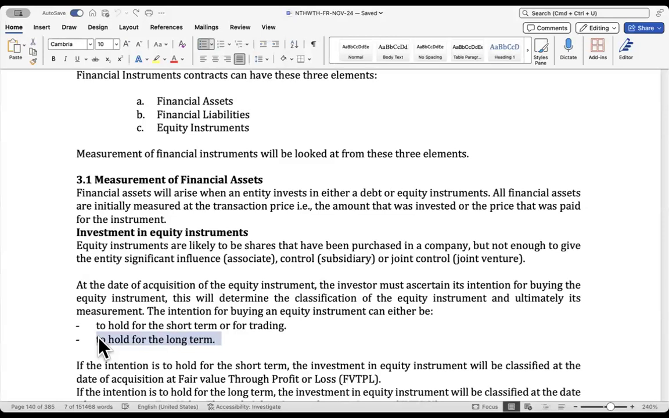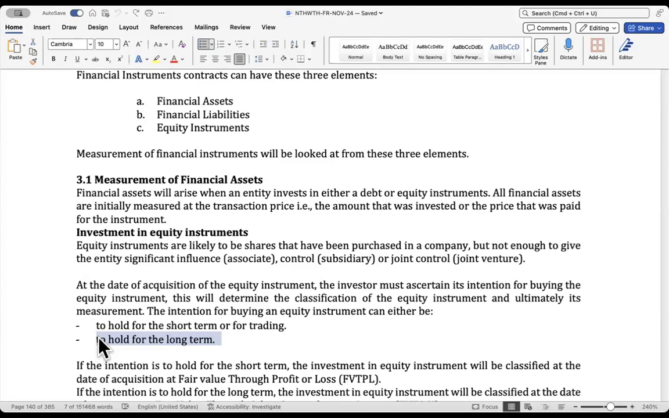Now, why are we bothering ourselves about knowing why they are holding it? It's very important because we are talking about a financial asset here. It's important for people who are studying your financial statements to understand the nature and characteristics of that financial asset that you are putting in your books.